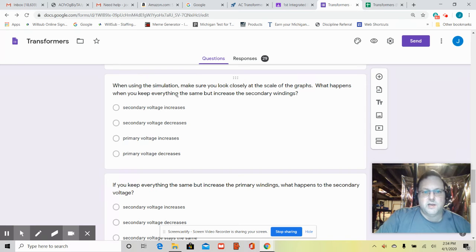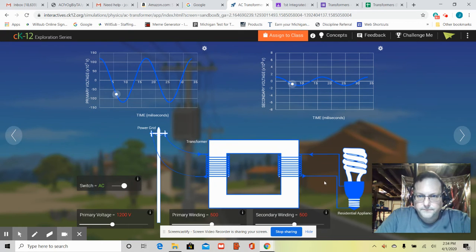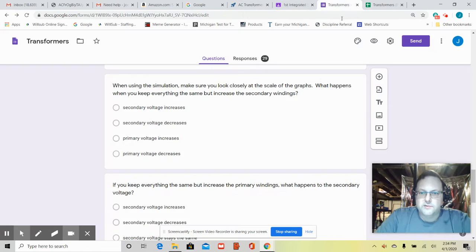When using the simulation, make sure you look closely at the scale of the graphs. What happens when you keep everything the same but increase the secondary windings? Right now I have the secondary windings at 50. I leave everything the same. I have 120 volts. Let's change the secondary windings to 500. Now I have 1,200 volts. The scale changed right here.